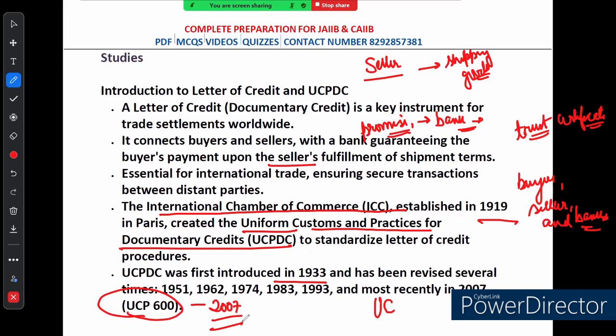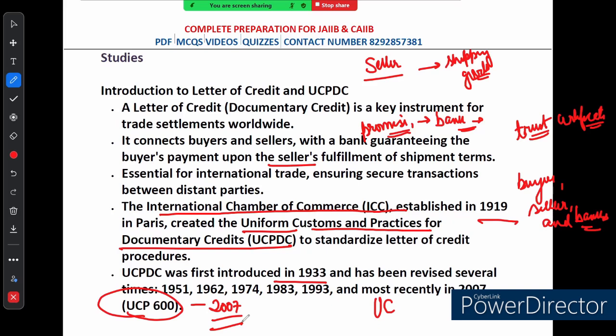So to summarize this particular slide, letters of credit are an essential tool that provides a safety net for international trade. They help ensure that sellers get paid and buyers get their goods even if they are miles apart. And thanks to the UCPDC guidelines set by the ICC, everyone knows the rules of the game.